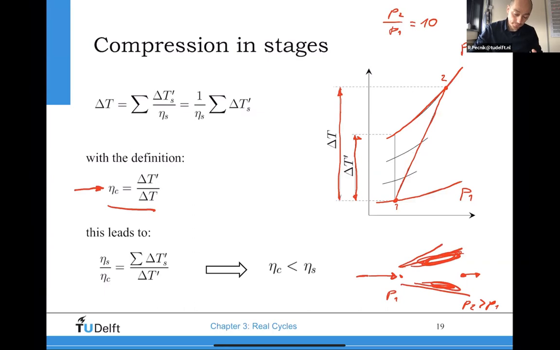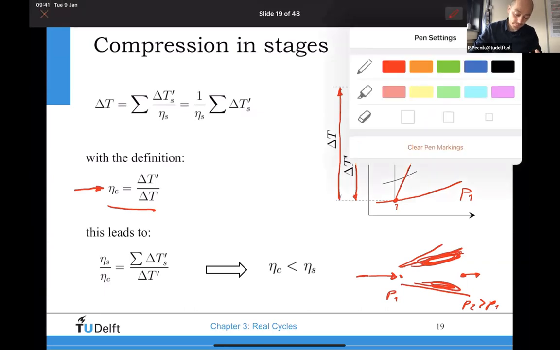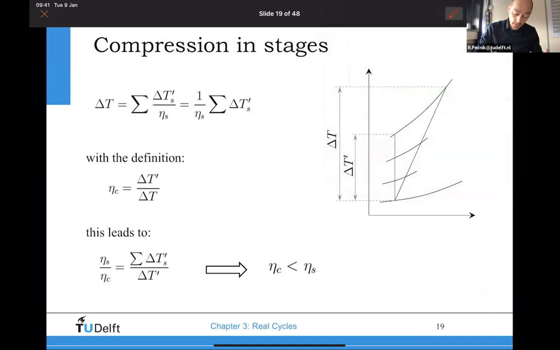And this is a problem, of course. That's why you need to split the compression into three stages. You compress one here, then you have a certain pressure ratio, then you have the second stage of the compressor and you compress from here to here. You have the third compressor stage and then you compress here.